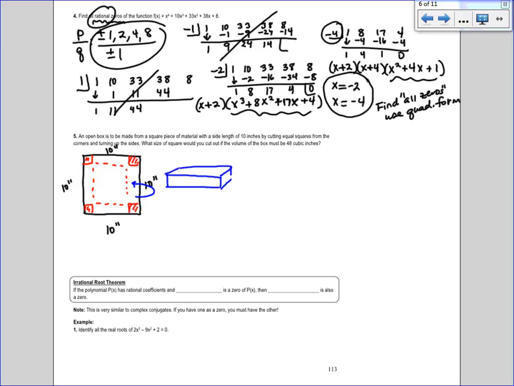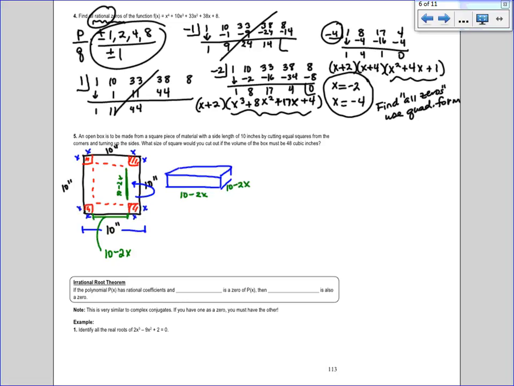Okay, so we need to think about what each measurement is. So it was 10 before. That's from all the way to those corners. So if I call the corners x by x, this length on the inside here, so this green length, I had 10 before, but I cut out 2 x pieces. So that green length is 10 minus 2x. Same thing for here. So it's 10 minus 2x and 10 minus 2x.